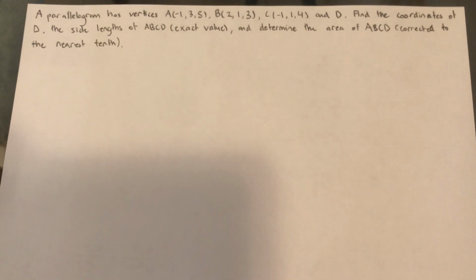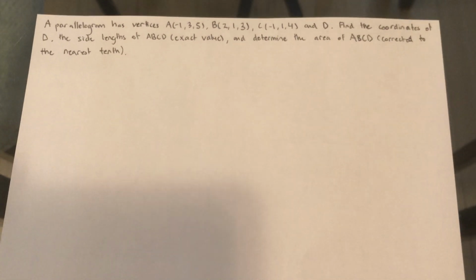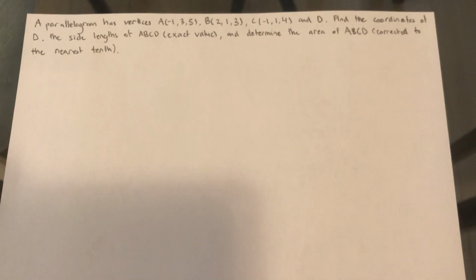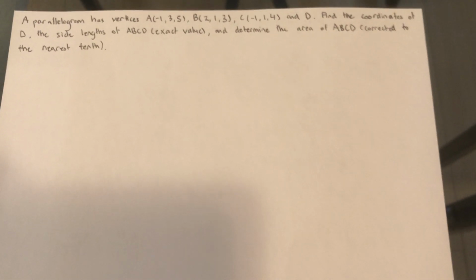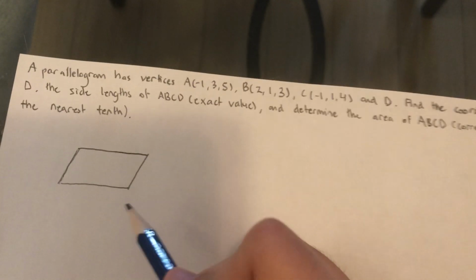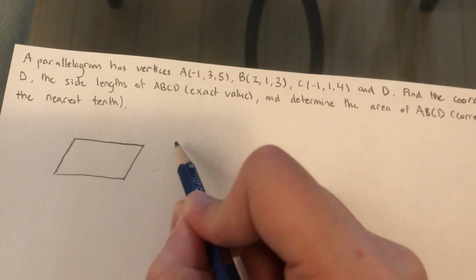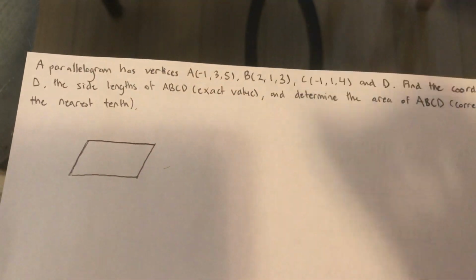So let's see, how should we start this off? To begin this question, let's first make our lives easier by drawing a diagram of the parallelogram. So we know a parallelogram looks something like this. Sorry for my poor drawing, but something like that, where this side and this side should be parallel to each other, and the top and bottom should also be parallel to each other.